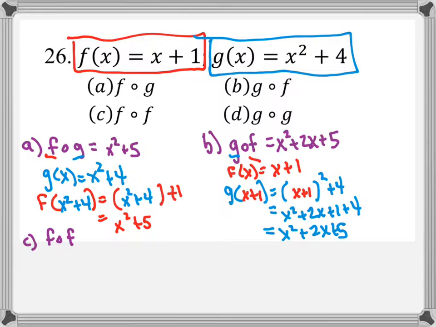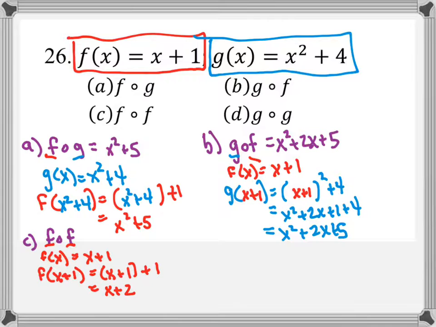Let's look at f of f. Starting with the f function, we've got f of x equals x plus 1. And we'll substitute x plus 1 in for x in the f function. So now we need to find f of x plus 1. I'm going to put parentheses plus 1 and substitute x plus 1 into parentheses. Simplify, we get x plus 2. So f of f is x plus 2.